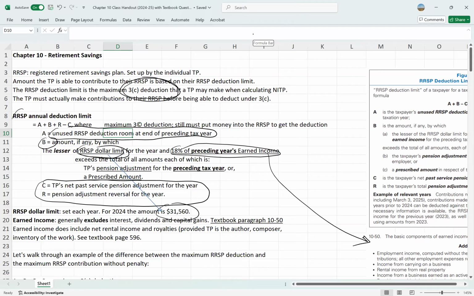We'll look at that later. But as you can see from this B definition, it is the lesser of this RRSP dollar amount and 18% of last year's earned income. So what that means, if you did not have any earned income last year, then this amount would be zero. So the B would be basically zero. And so the B amount depends on last year's earned income, not this year, last year's earned income. So that's sort of important when we do this calculation.